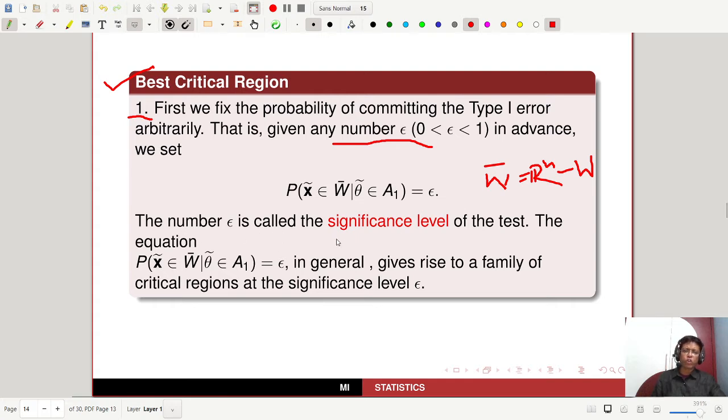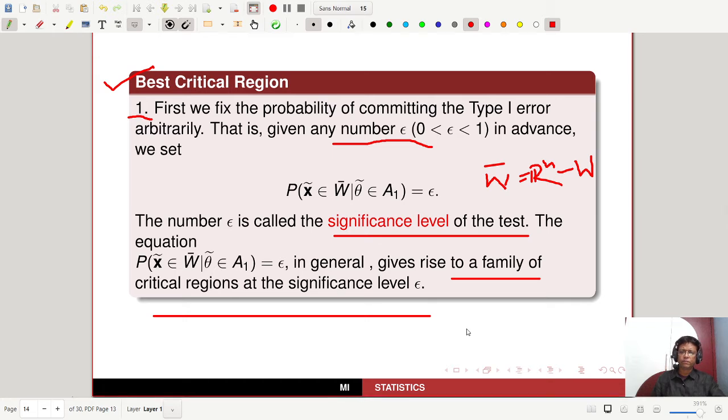The number epsilon is called the significance level of the test. You have to choose epsilon. So epsilon is called the significance level of the test. The equation P(x̃ belongs to W̄ such that θ̃ belongs to A1) equals epsilon, in general gives rise to a family of critical regions at the significance level epsilon.